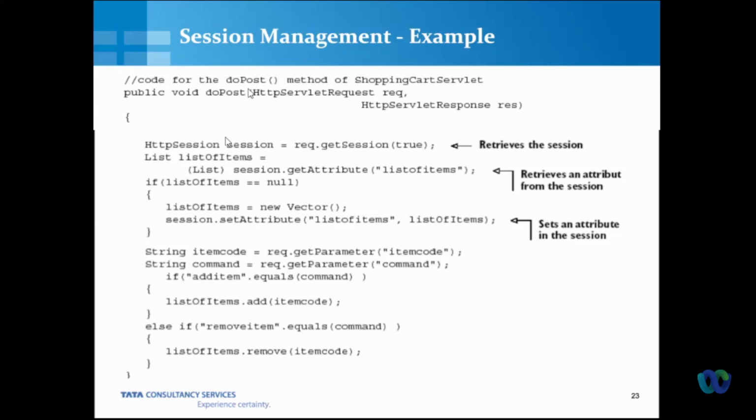Now what is the use of doPost? It means it is more secured, right? So inside it we are providing two parameters, request and response. Variable for request is req, response is res. So we are invoking the getSession method of the session class. True means it is retrieving the session. Got it? Now list of items equals to session.getAttribute list of items.